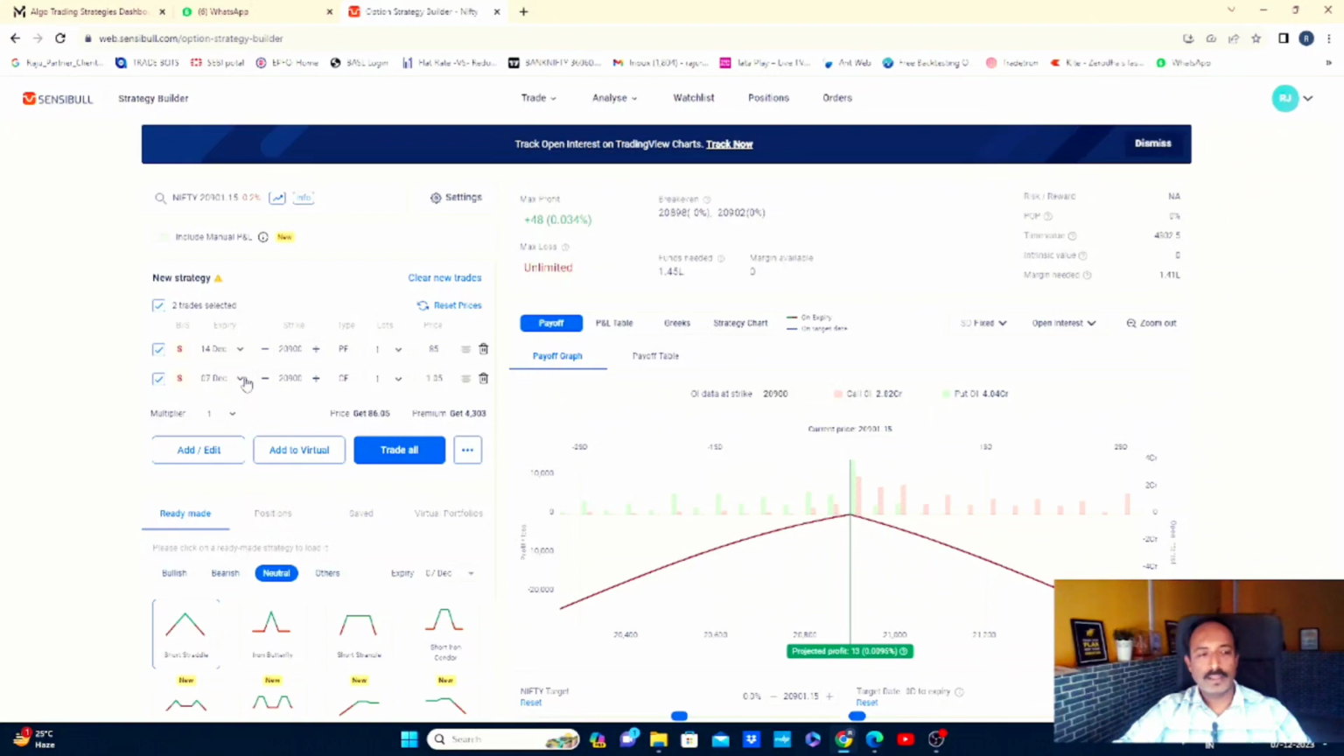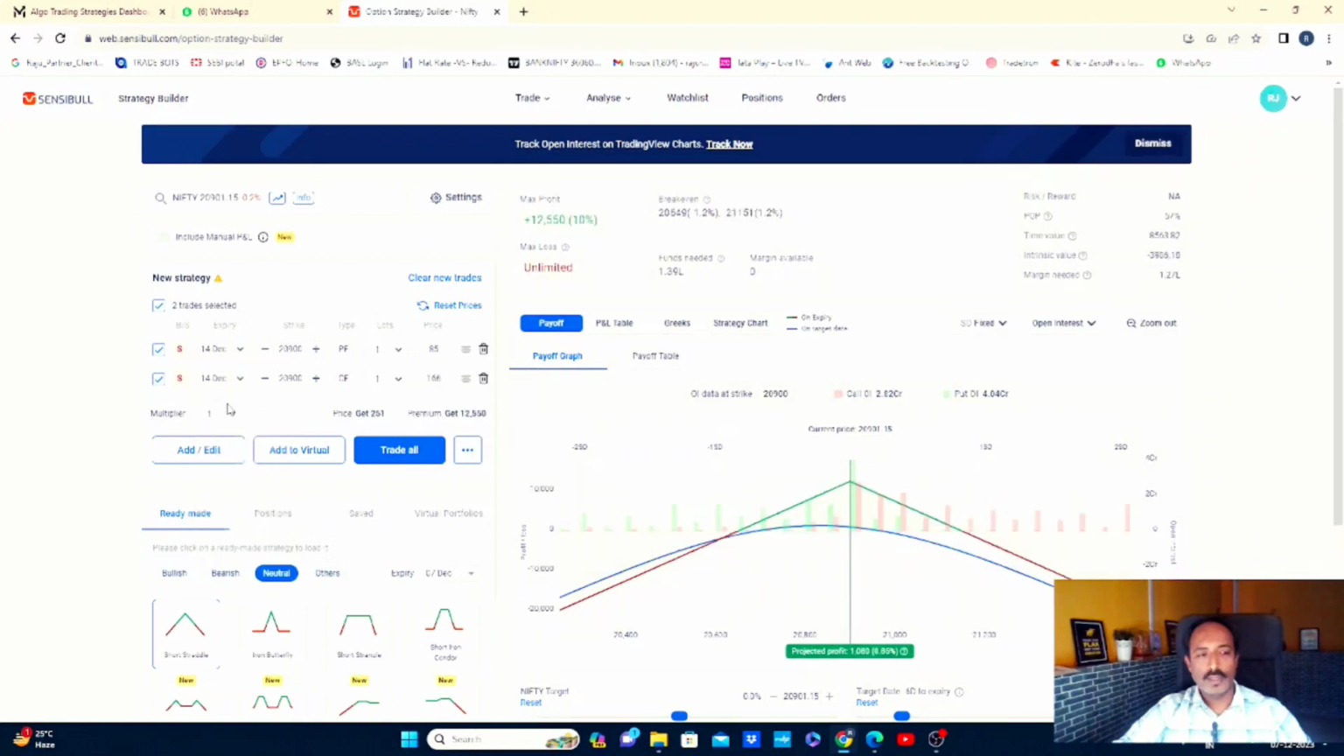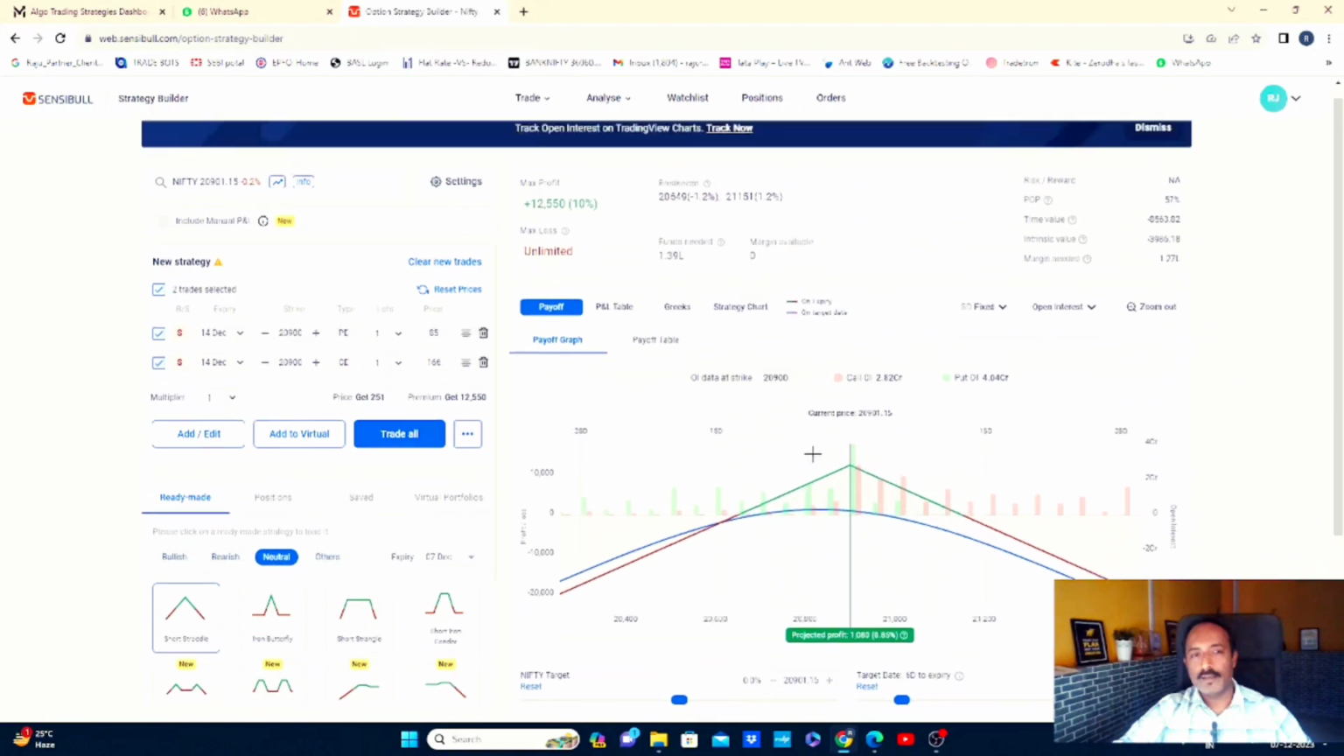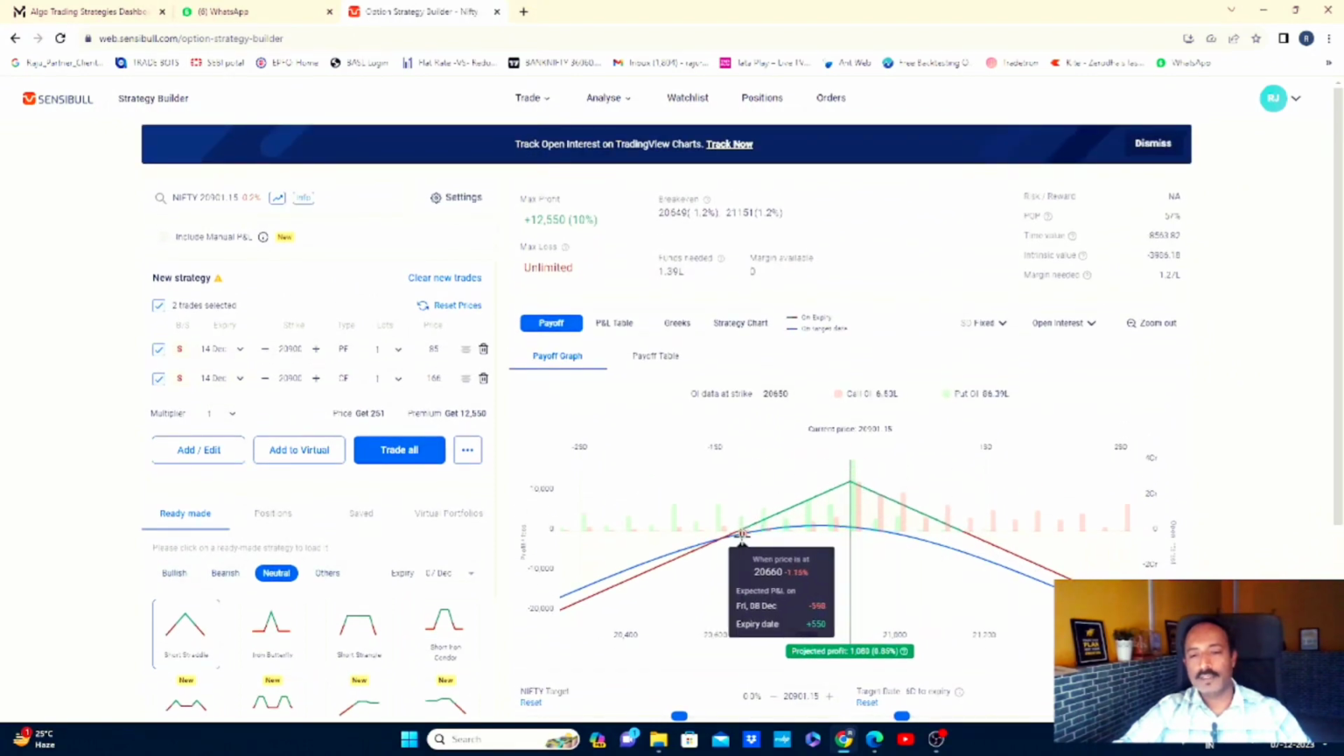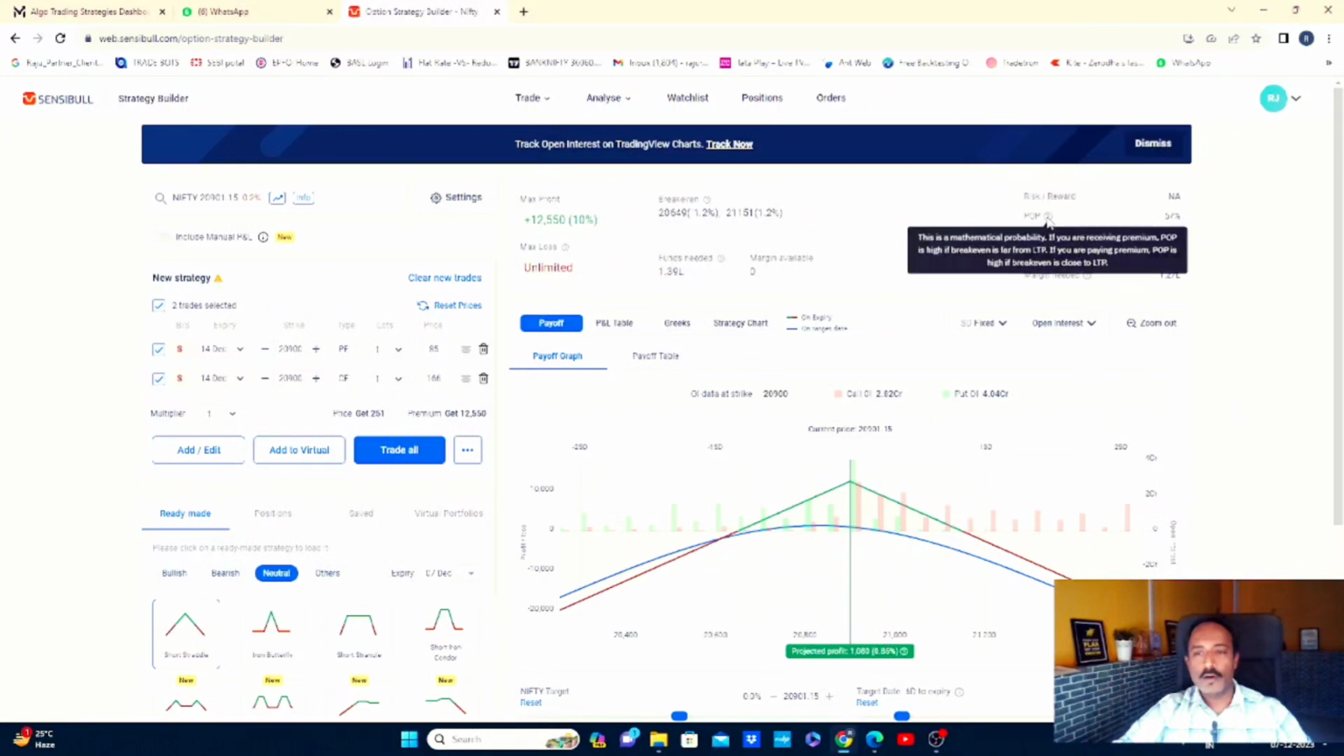If you sell both call and put, and you get a breakout, this will work like a pyramid. You are collecting premiums of 85 rupees and 166 rupees, combined together. The collected premium will be 12,550. The margin needed for this is 1.25 lakhs, and the probability of profit is 57%.